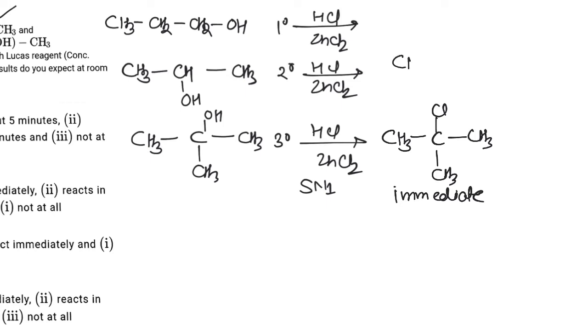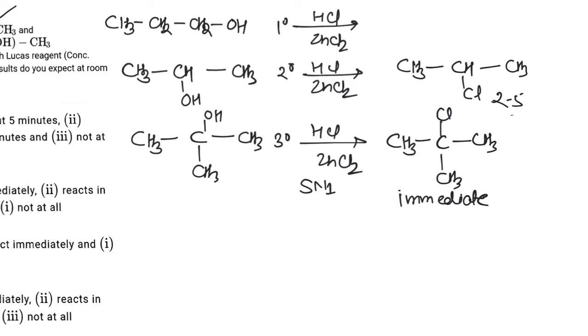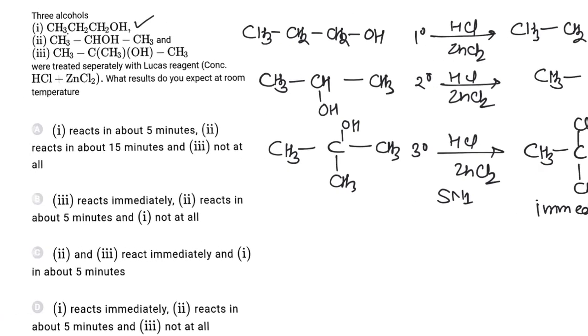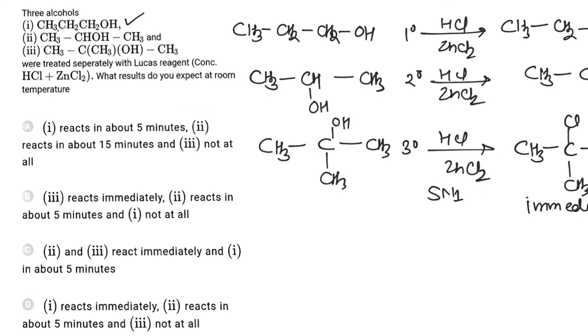In case of secondary alcohol, secondary carbocation is formed which will be converted to secondary alkyl halide. So this reaction will take 2 to 5 minutes for completion. When primary alcohols are taken, they are very less reactive, and this reaction will take maximum time, up to 30 minutes. So this reaction will proceed at the slowest rate.